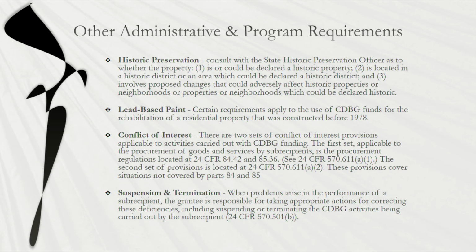And suspension and termination. When problems arise in the performance of a subrecipient, the grantee is responsible for taking the appropriate actions for correcting these deficiencies, including suspending or terminating the CDBG activities being carried out by the subrecipient.